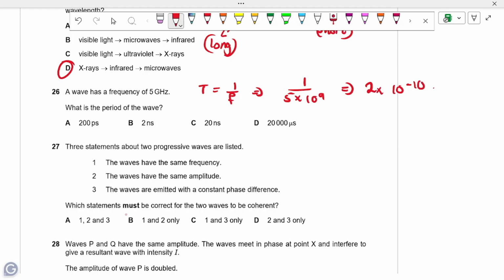That's 2 times 10 to the power of negative 10 seconds. And I'm trying to now look at these answers and say, which one is 2 times 10 to the power of negative 10? So if I have 200 picoseconds, that's 200 times 10 to the power of negative 12. So here I have 2 zeros. That's 2 times 10 to the power of negative 10 seconds. So the correct answer is going to be A.